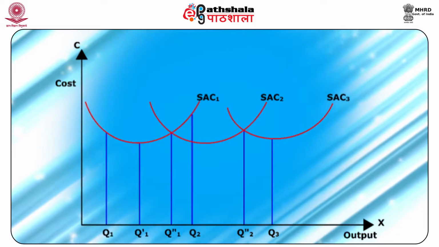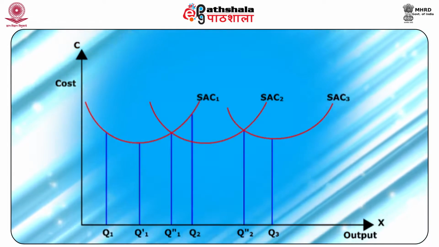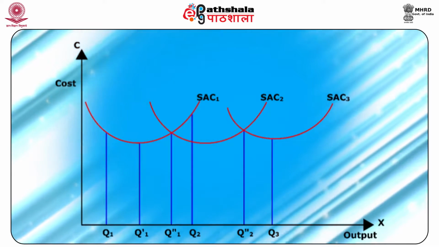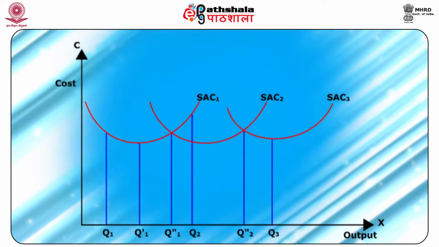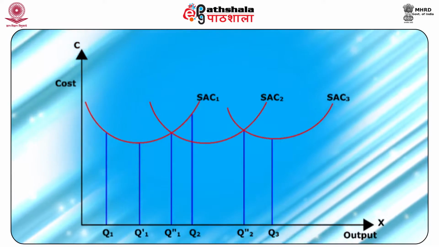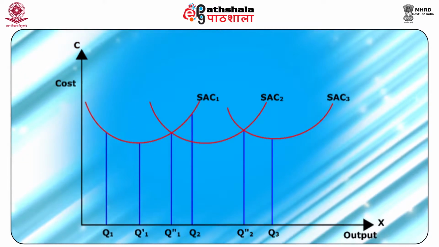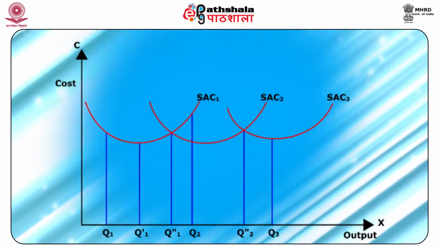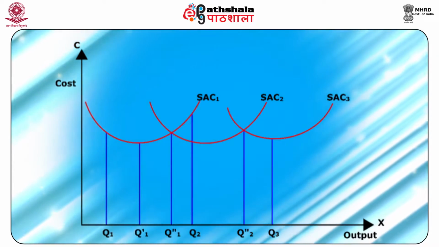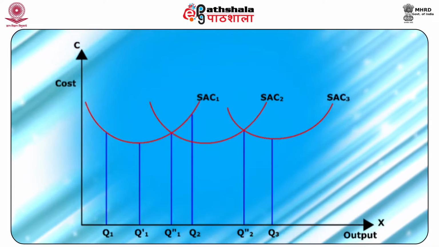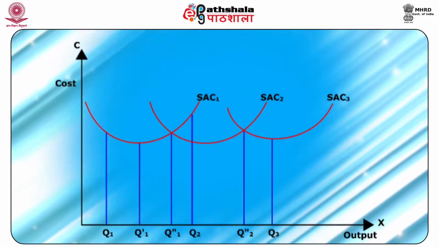The small plant operates with cost denoted by SAC1, the medium plant cost denoted by SAC2 and the large plant cost is denoted by SAC3. The firm will choose the small plant if it plans to produce output Q1. Similarly, if the firm wishes to produce Q2 units of output, it will choose SAC2, and with Q3 units of output, the firm will choose SAC3.